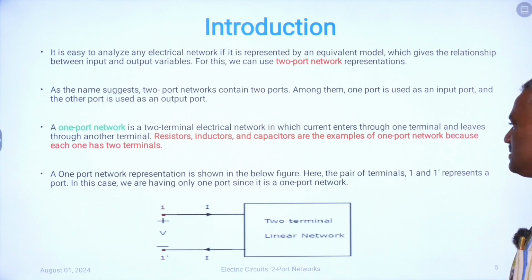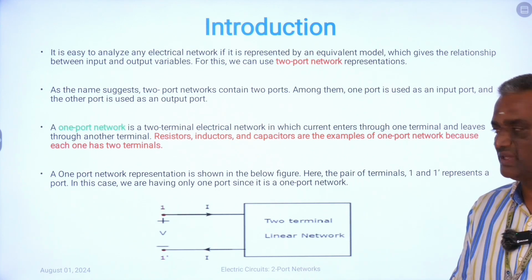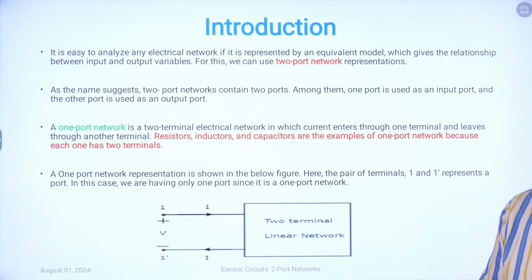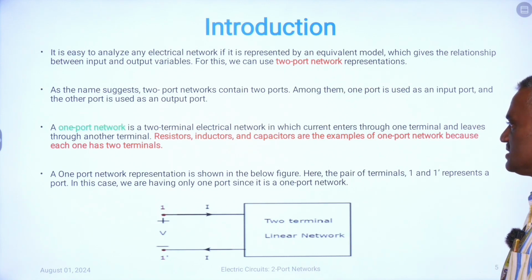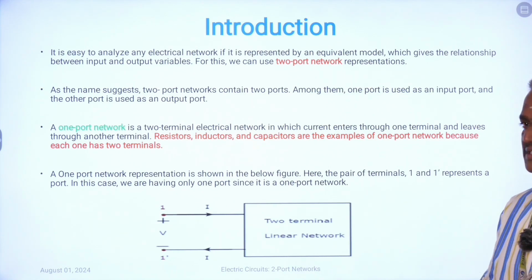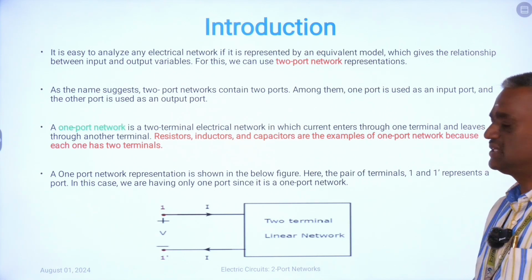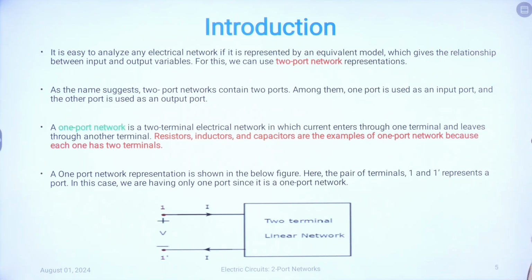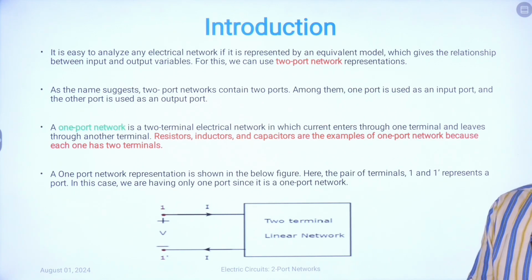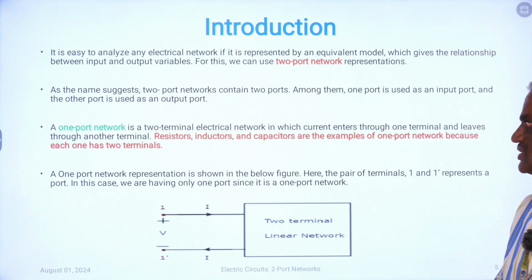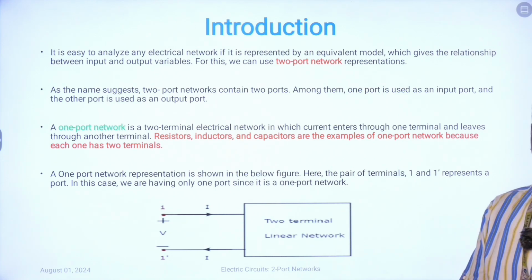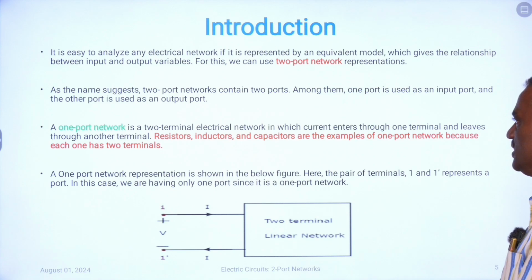Examples where you use this are resistors, inductors and capacitors. Why? Because all these resistors, inductors and capacitors have two terminals, right? The figure below is the representation of this one-port network. So what is the purpose of the two-port network? Any electrical network, if you represent it by an equivalent model, will be very easy for us to analyze. For that purpose we go for the two-port network.